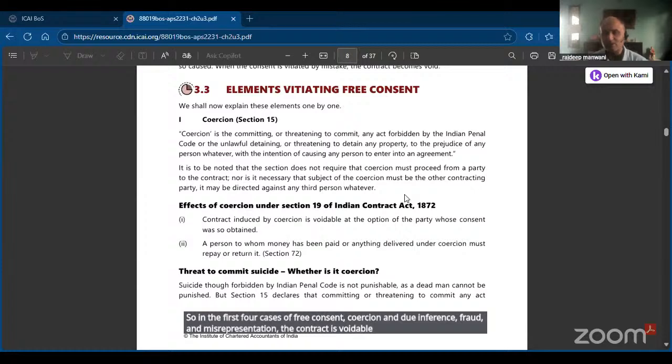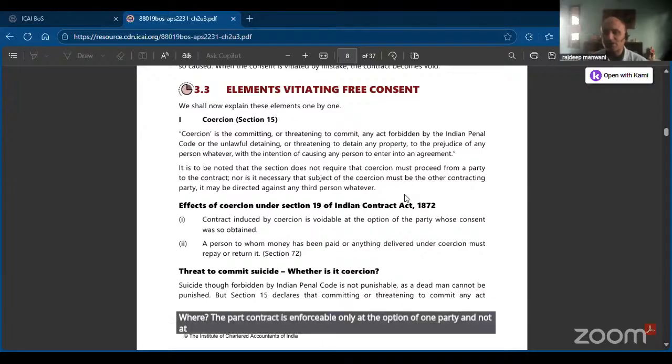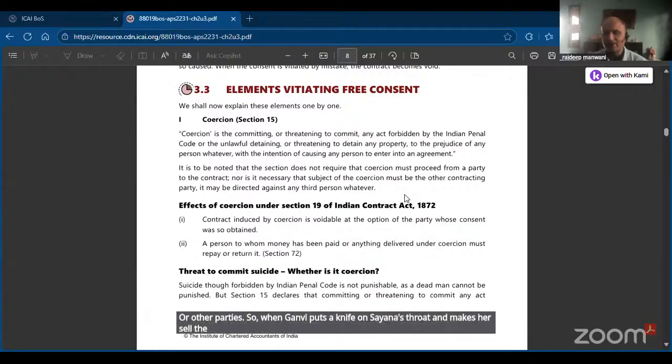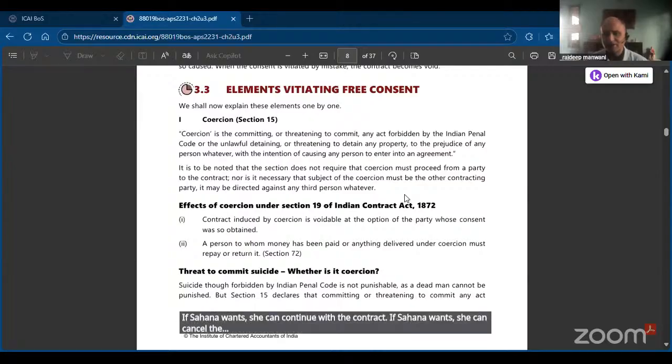Anybody remembers what is voidable? Where the contract is enforceable only at the option of one party and not at the option of the other party. So when Ganvi puts a knife on Sahana's throat and makes her sell the gold pen, if Sahana wants, she can continue with the contract. If Sahana wants, she can cancel the contract. That means it is voidable. I told you, it's avoidable.